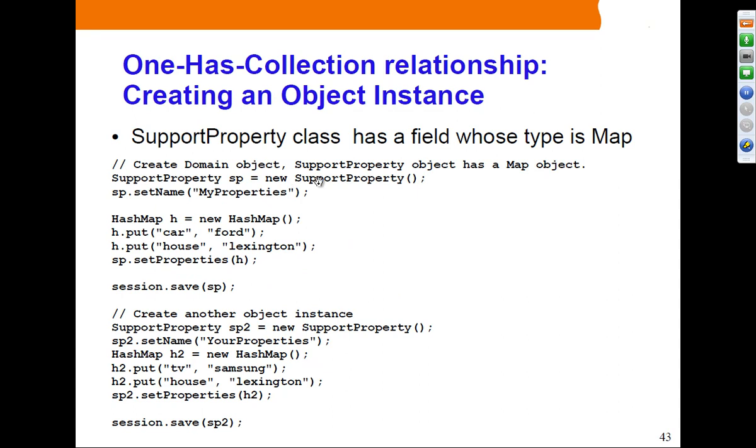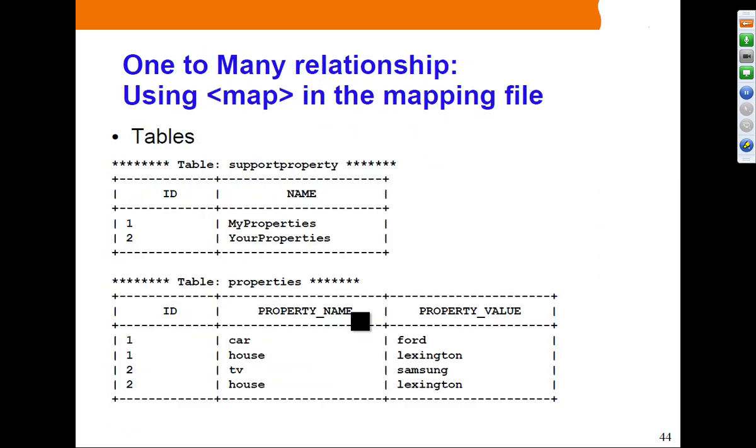Here we created a support property class, and then we have a hash map, and the hash map has key value pairs. We have 2 key value pairs: car is Ford, and house is Lexington. We set the properties and we save. So you could use the map as one of the relationships. In this case, we have properties with a property name and property value.